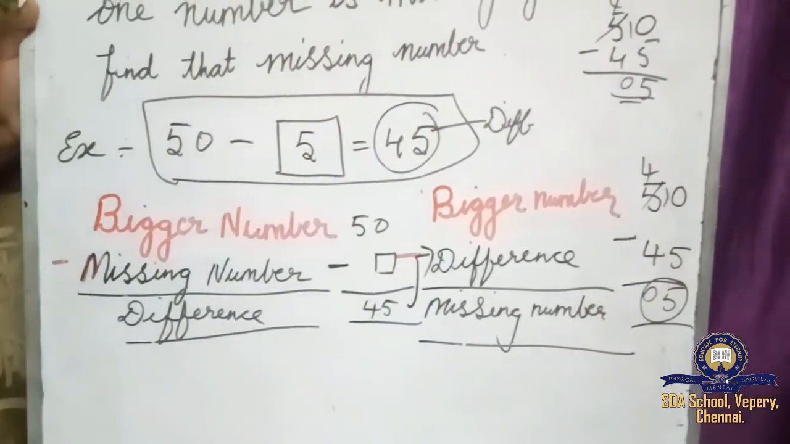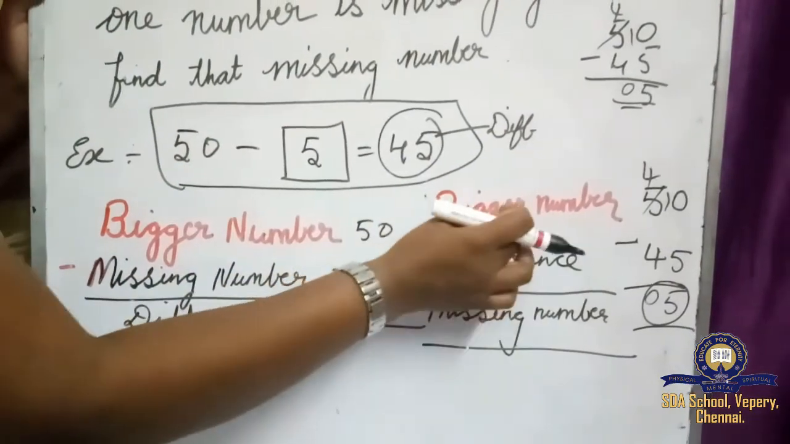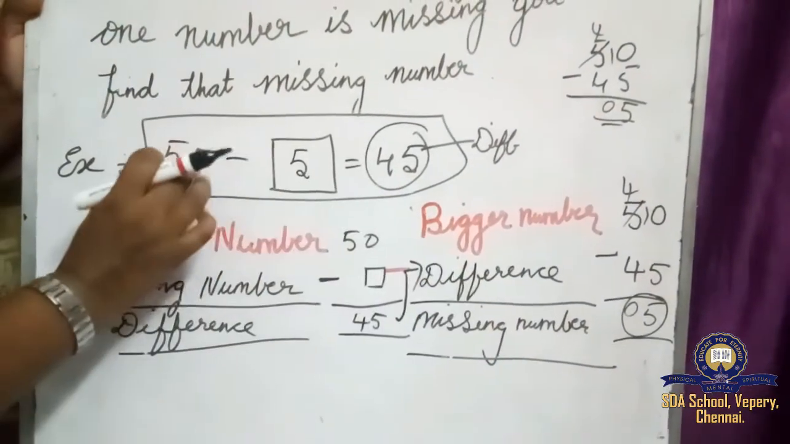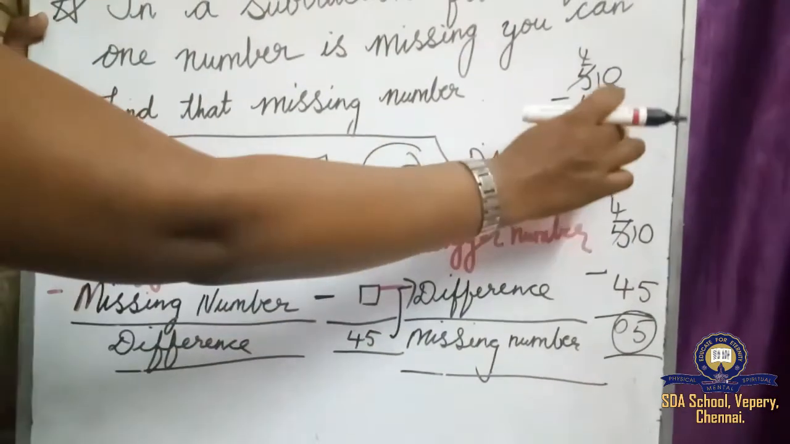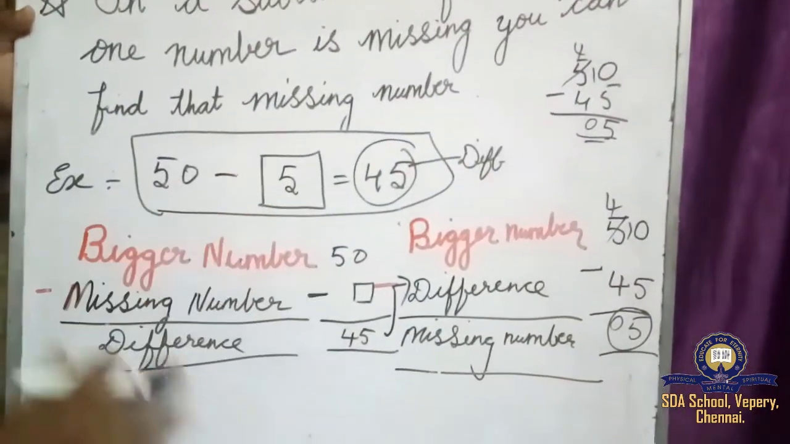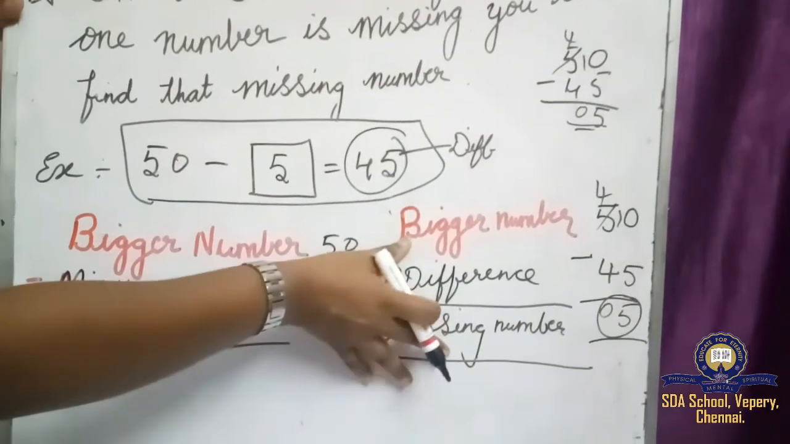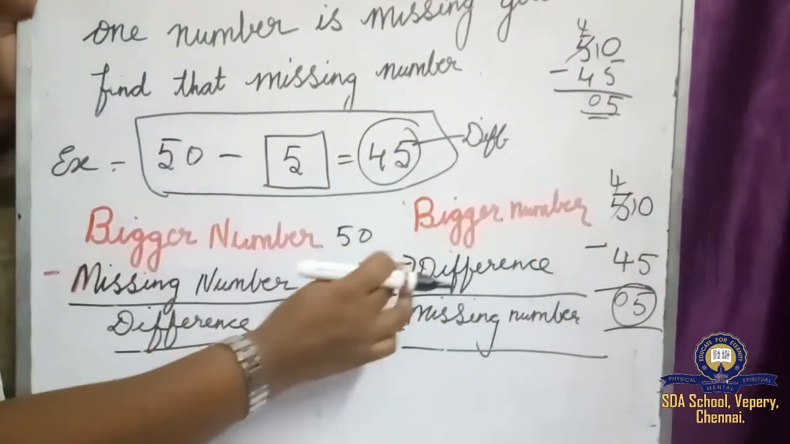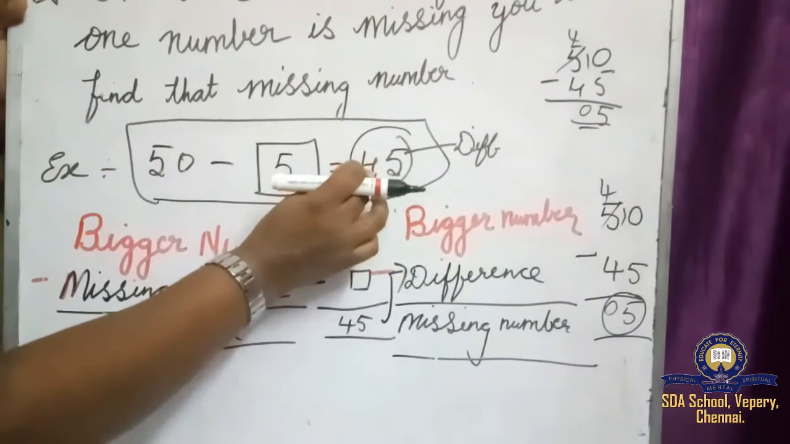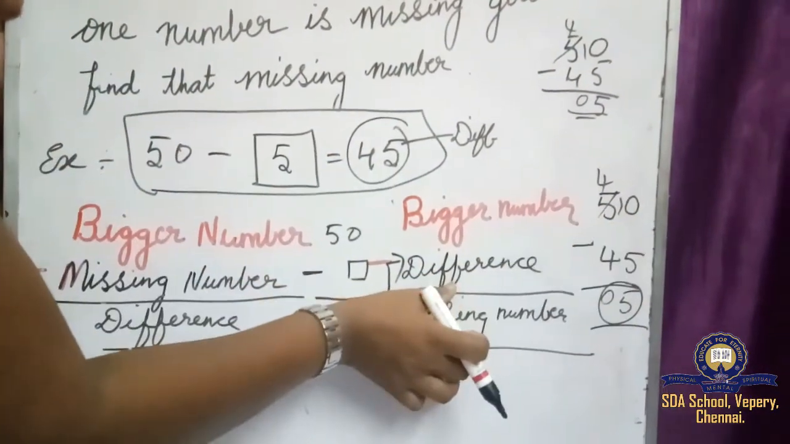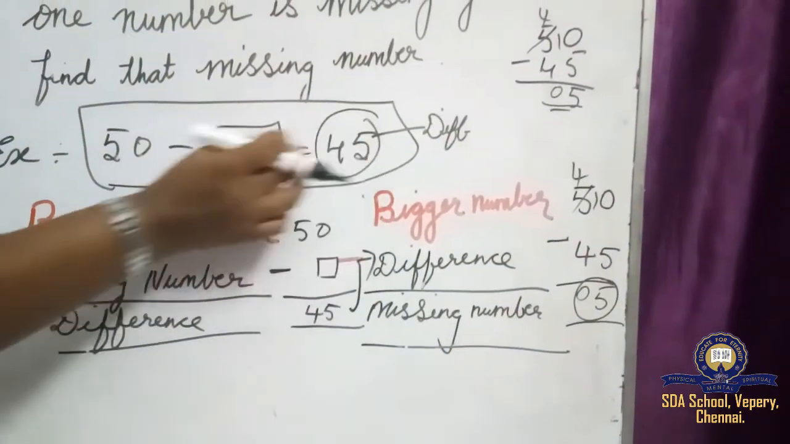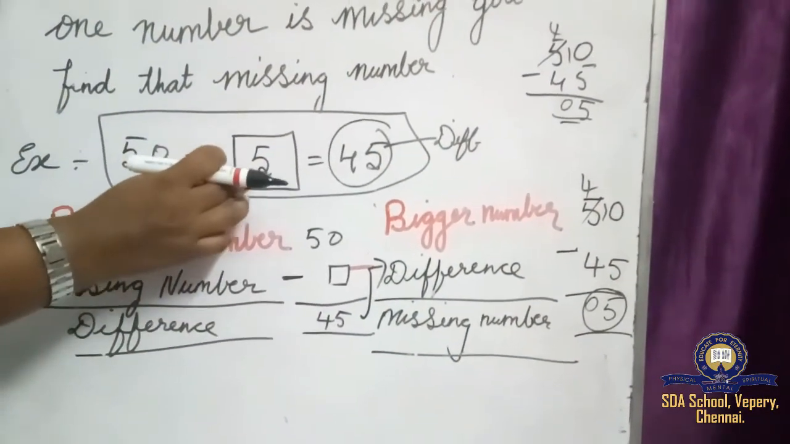I'll make it clear, children. Listen carefully. The bigger number. Just understand this concept. A simple way is 50 minus 45 is 5 and you write it. But the concept, the rules, have to be followed. Bigger number minus the difference. When you subtract that, you get the missing number. That is, 5 is the missing number.